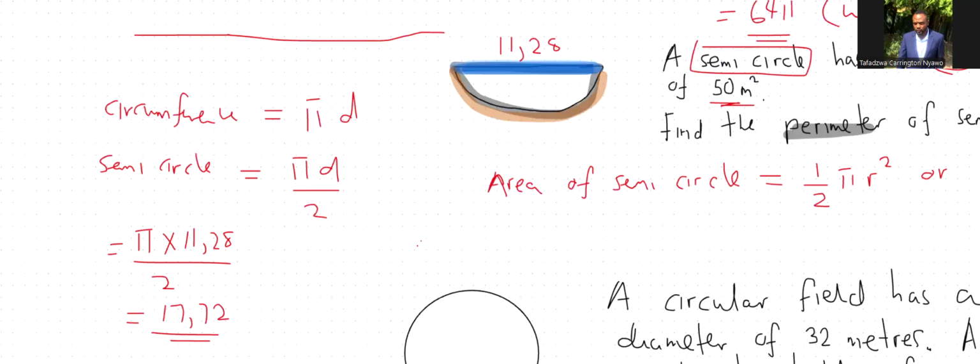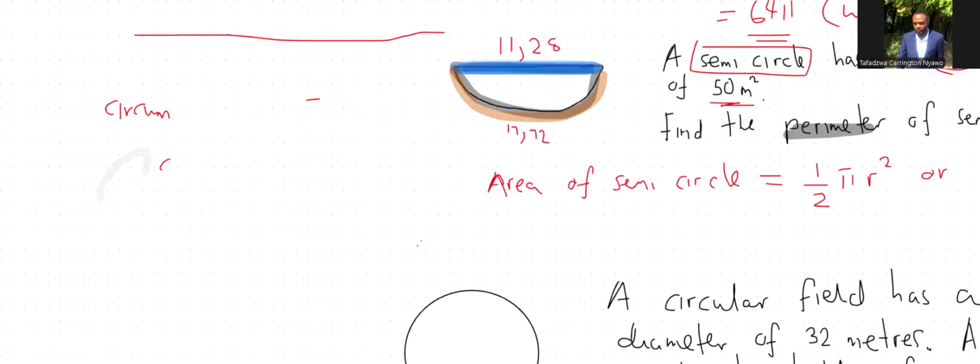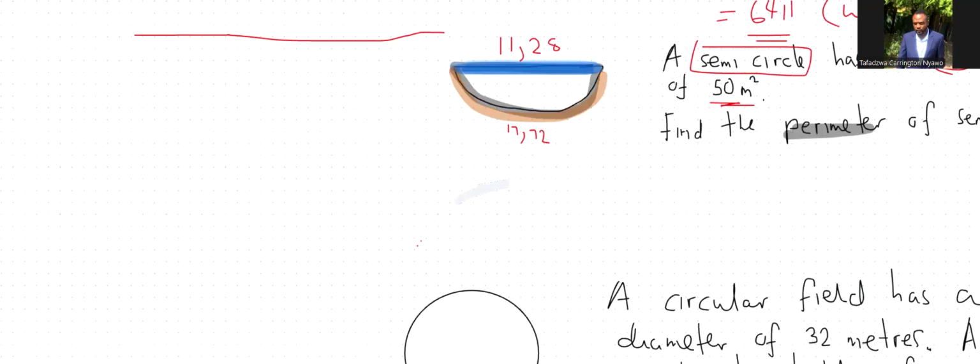All right, so now I'm gonna put here 17.72. So I've managed to find all the parts that I wanted to find. So now I need to work out the perimeter. So like I said, the perimeter is adding all the sides that are around. That's perimeter, or the total distance around. So that means that I need to add this and that together. The diameter plus the circumference of the semicircle to find my perimeter.